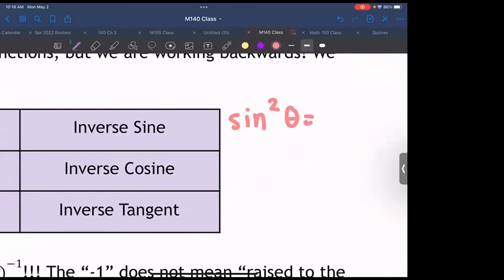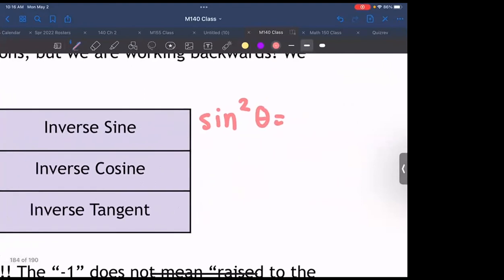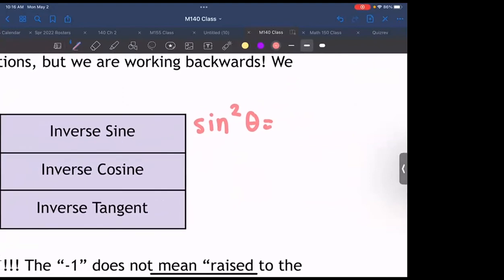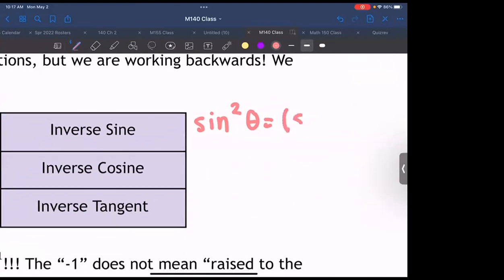What did that mean? Yeah, what did that mean again? What did that tell us to do? Or, yeah, just take sine and square it, right? So this was the same thing as taking sine.